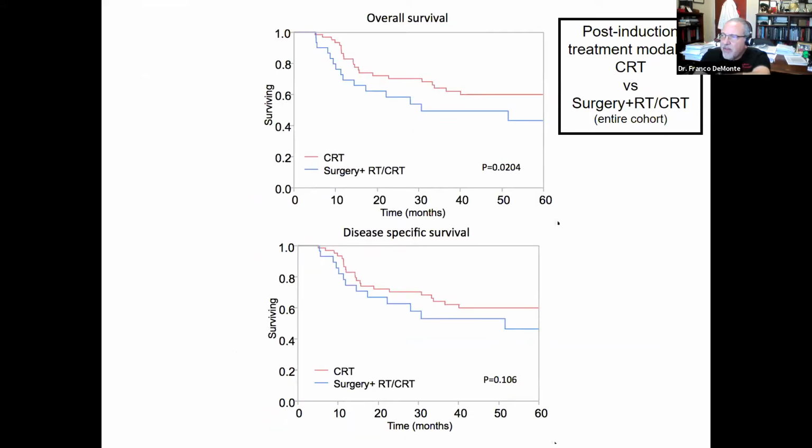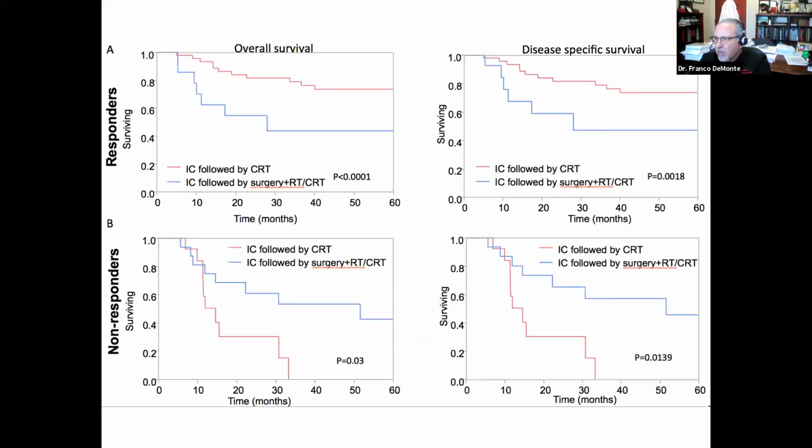Taking that, the next step, we looked at what we did to those patients after the induction chemotherapy. It also showed a separation in outcome favoring the chemoradiation therapy. So to say it another way, the patients who were treated without surgery actually did better than those that were treated with surgery.